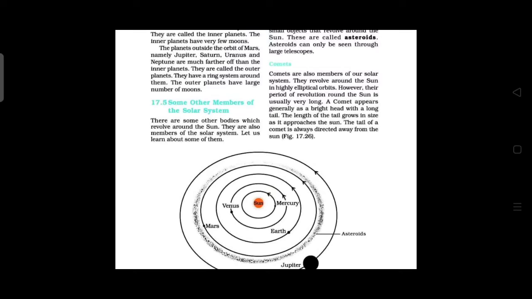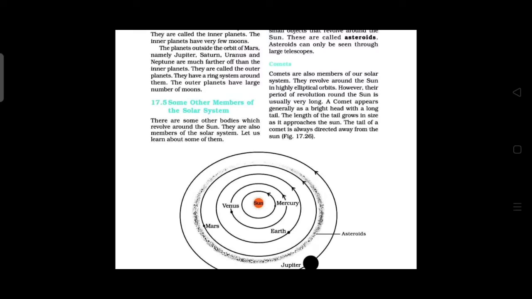Comets. Comets are also members of our solar system. They revolve around the Sun in highly elliptical orbits. However, their period of revolution around the Sun is usually very long. See the picture, ma'am, the comet's position.